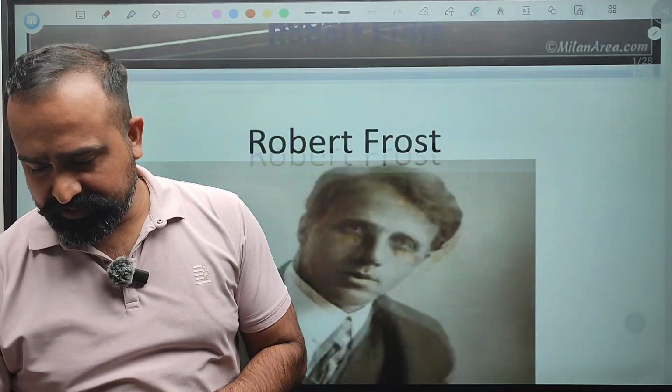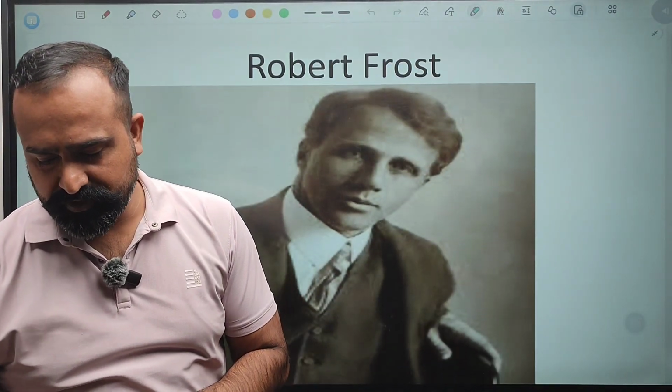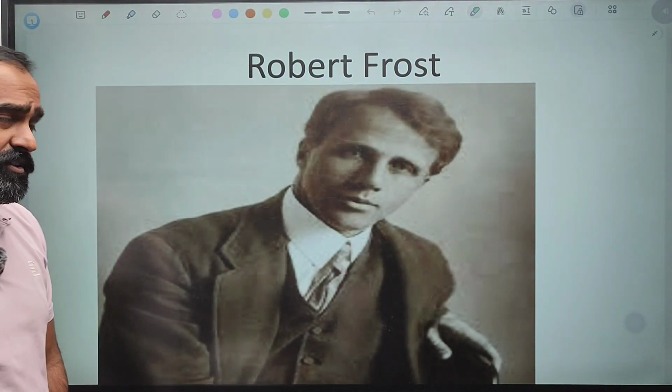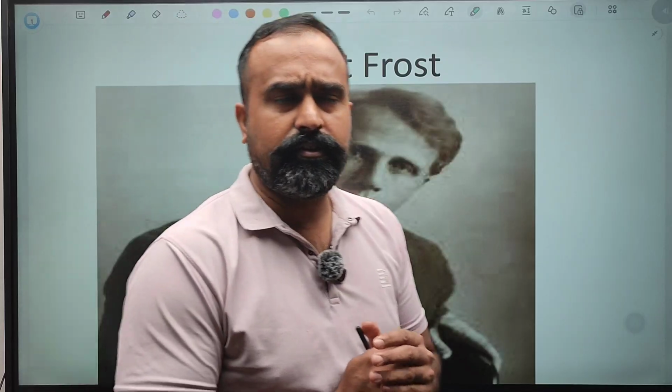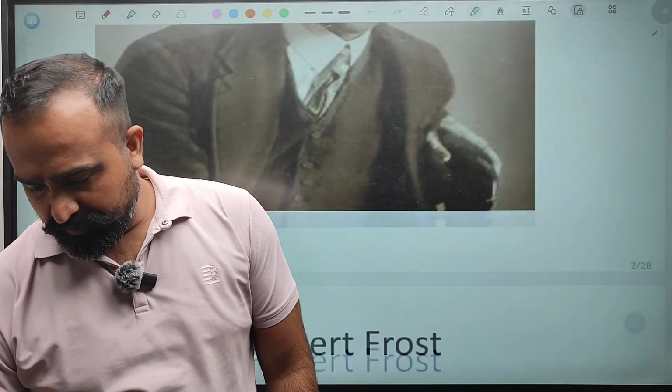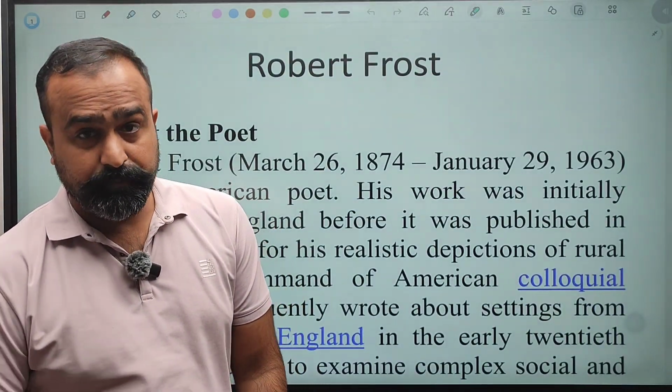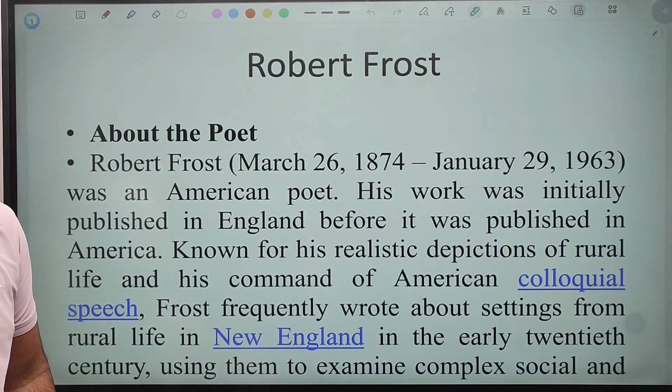So what we see in the first slide is the picture of Robert Frost himself. This is the author, Robert Frost, very popular for writing poetries on nature, on human condition, human emotions, poverty, and what not. Moving further, let us first see about the poet himself. Let us explore Robert Frost more.